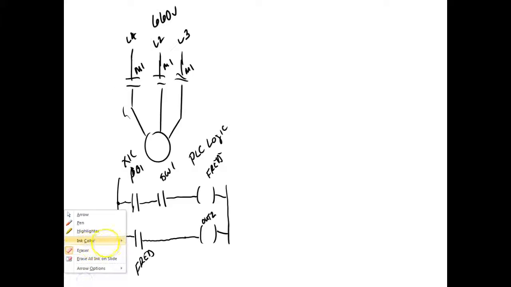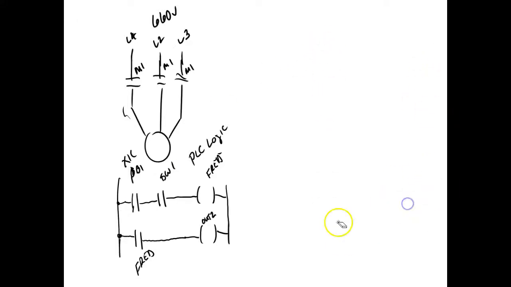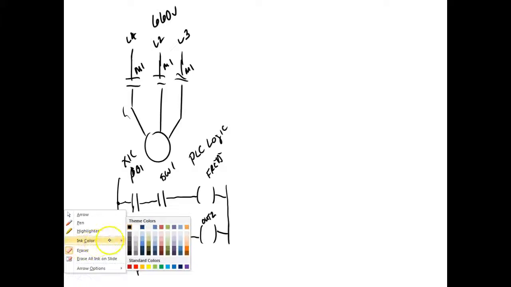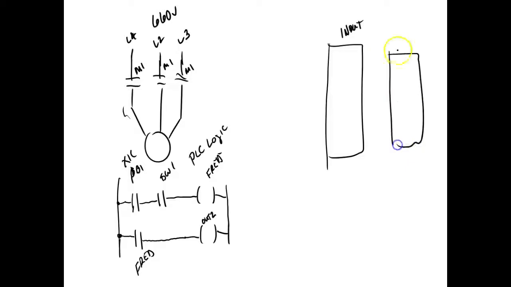And how would I wire this diagram up for the 1100? So over here, we got our inputs, and we got our outputs.